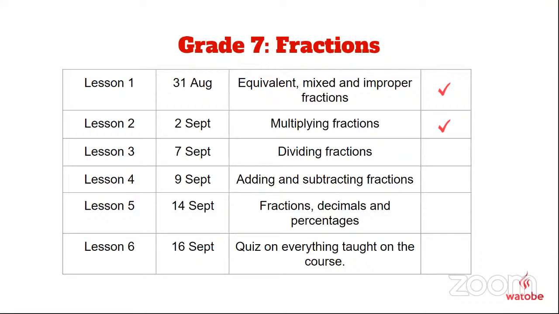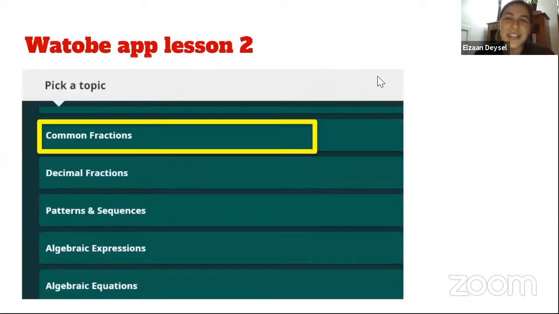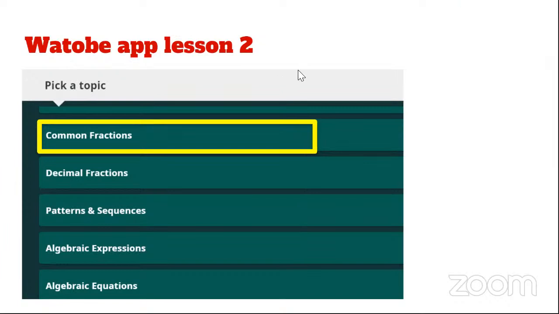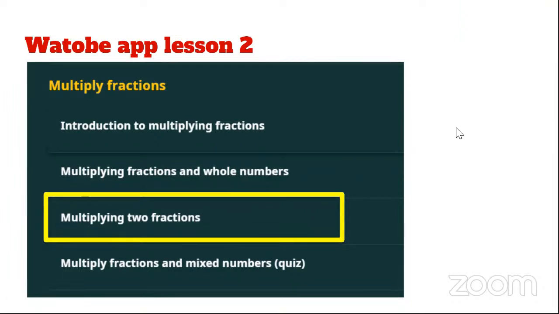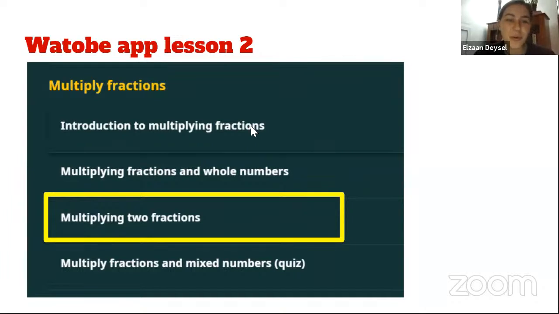And something that you can also be very excited about for next week is the leaderboard. Okay, so we can see how hard you guys have been working even outside of class. So I'm excited to show you that. And then just to get the revision work, what you can do is you can go into your Watobi app and go into common fractions, as you all know. And then under multiply fractions, you will do multiplying fractions. Okay. So that's all that you need to do before our next lesson on Tuesday.